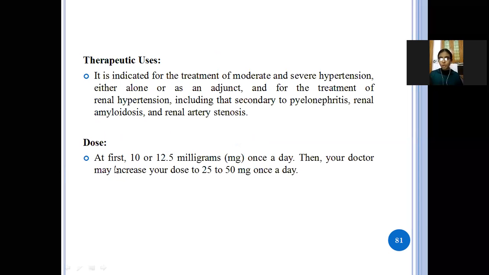Next dose, at first 10 or 12.5 mg once a day, and if the doctor has suggested that we can increase the dose, that is 25 to 50 mg once a day.